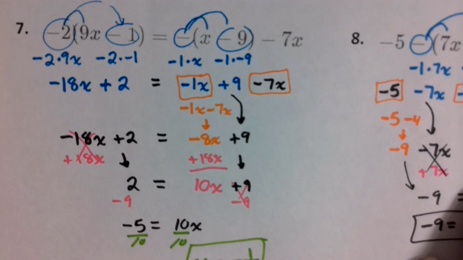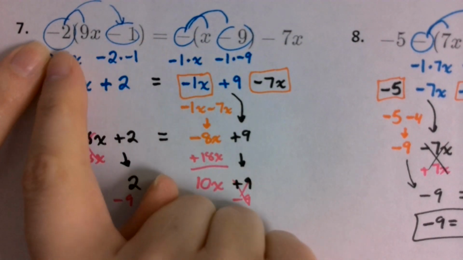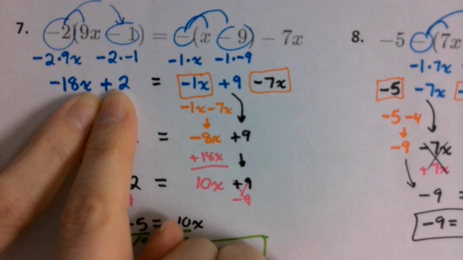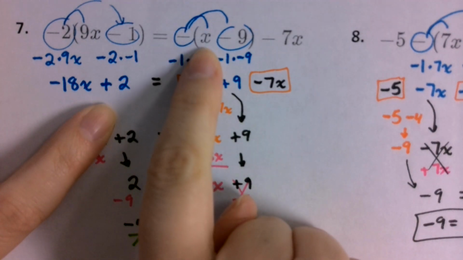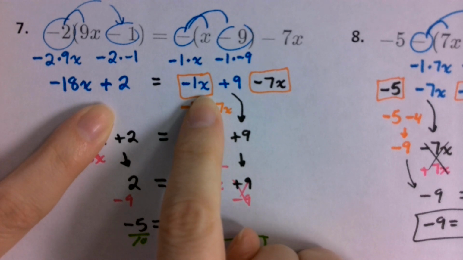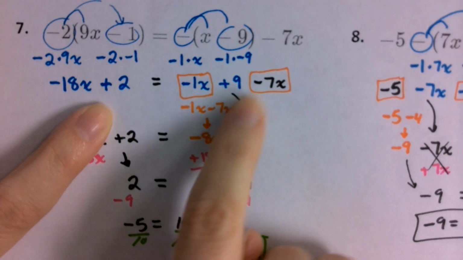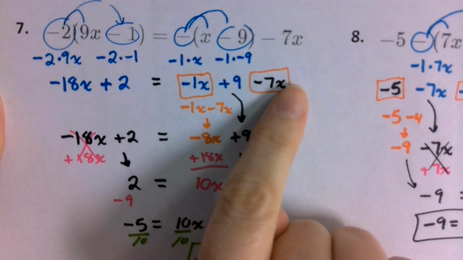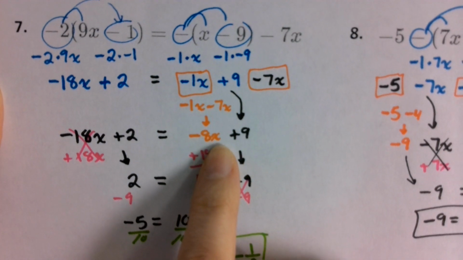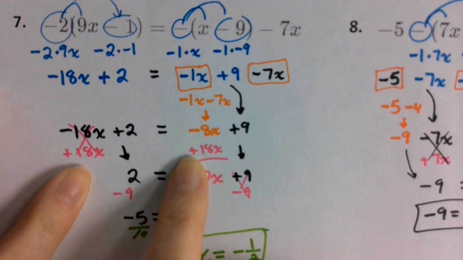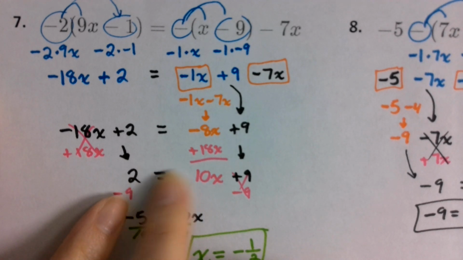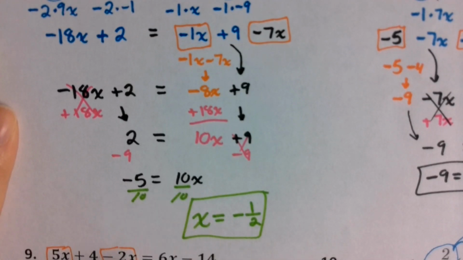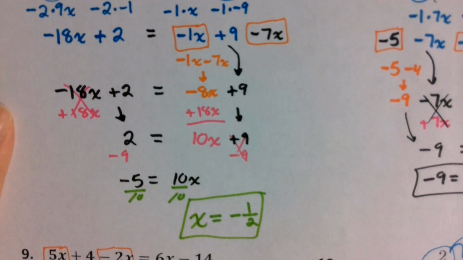Number 7. You have to do distributive property first. You have to do negative 2 times 9x to get negative 18x, and negative 2 times negative 1 to get positive 2. Then on the other side, you have a negative that needs to get distributed to the x in the minus 9. That becomes negative 1x, or negative x, plus 9. That minus 7 remains unaffected. You then combine your like terms. That negative x and that negative 7x can get combined to create a negative 8x. You would then add 18x to both sides. That gives you a positive 2 is equal to 10x plus 9. And then you would solve from there. Subtract the 9 and then divide both sides by 10.